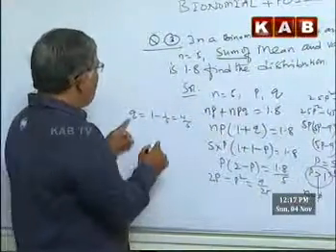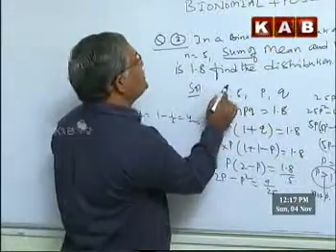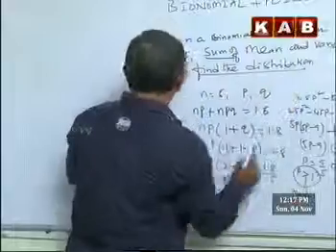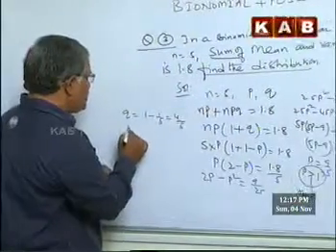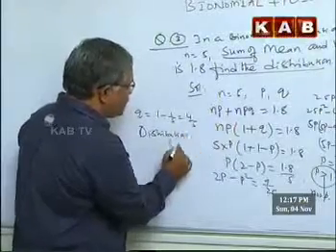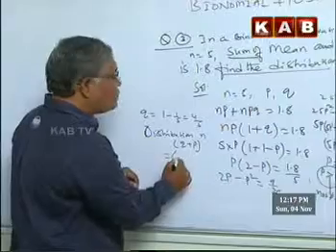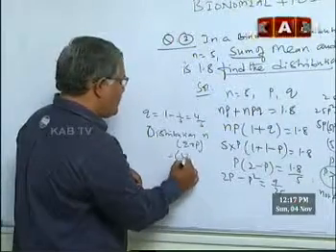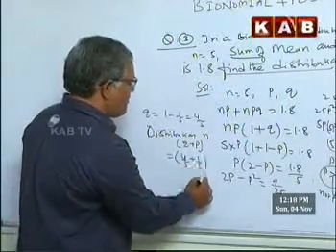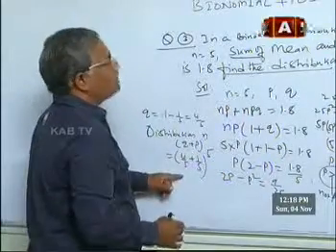Now you got P and you got Q. Go back to the question. What is the question? Find the distribution. Distribution is nothing but (Q plus P) whole power n. What is Q now for you? 4 by 5. What is P? 1 by 5. What is n? Already given, 5. So this is the distribution.